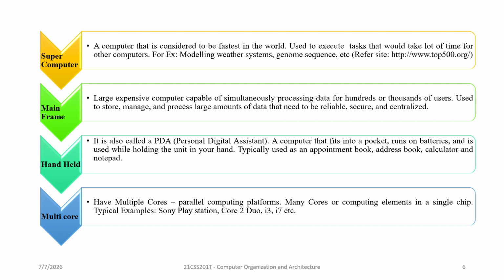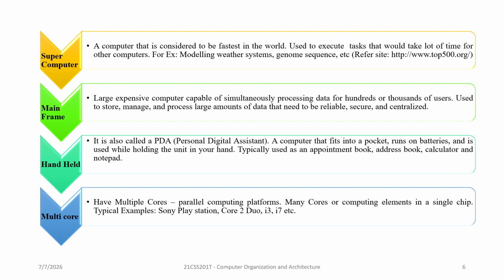Next computer is a mainframe. A mainframe is a large, expensive computer capable of simultaneously processing data for hundreds or thousands of users. It is used to store, manage, and process large amounts of data that need to be reliable, secure, and centralized. This is a mainframe.